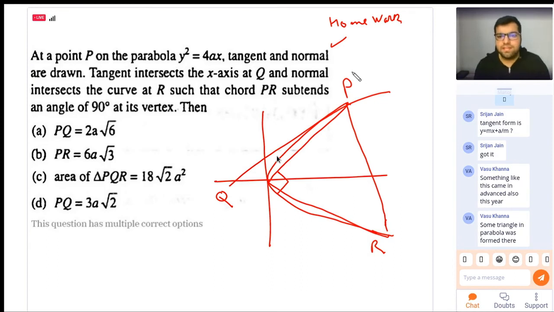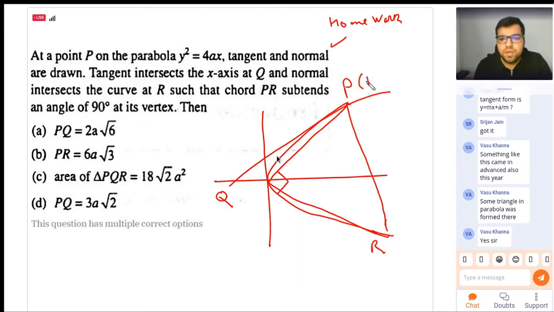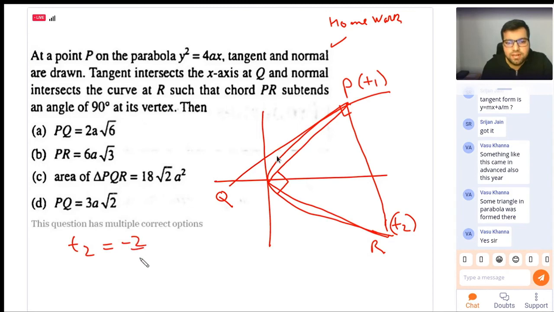Anyway, this is point P, with parameter t1, and the normal intersects the parabola at point t2. So you just want to find the values of t1 and t2. I'll quickly tell you how to do it. When PR is a normal, you already know that t2 is equal to minus t1 minus 2 by t1. So one relation between t2 and t1 is this. You already know this. Second thing, this is the origin.